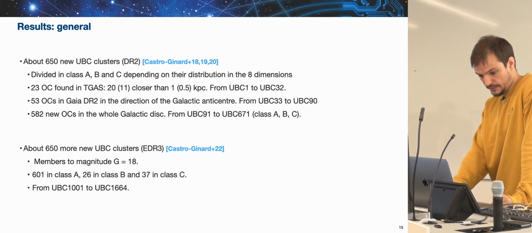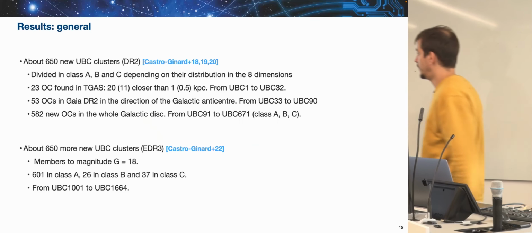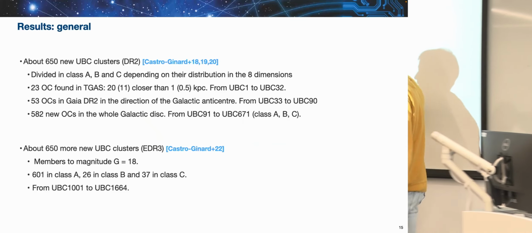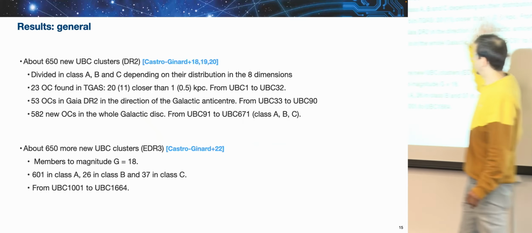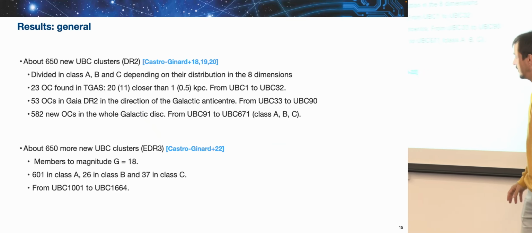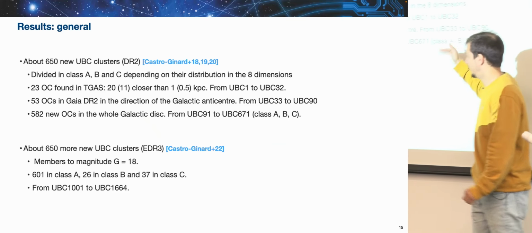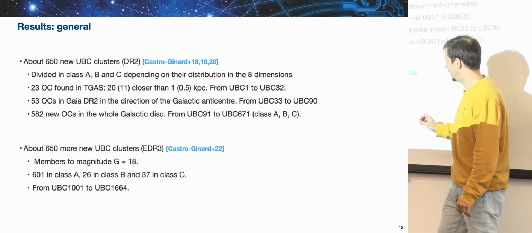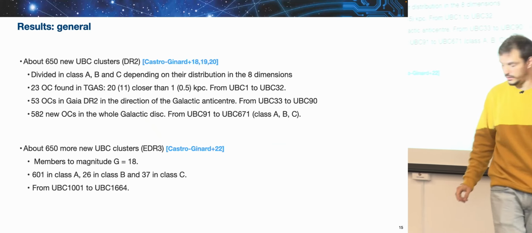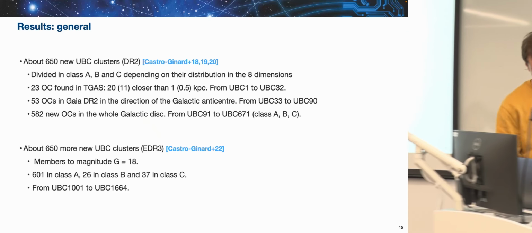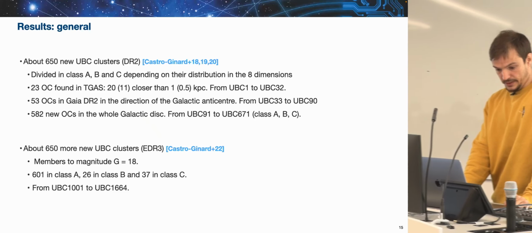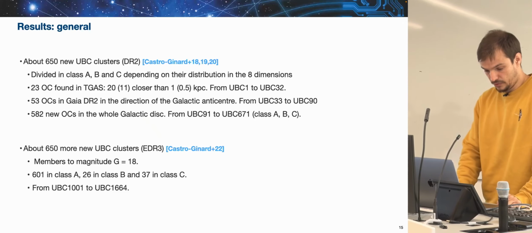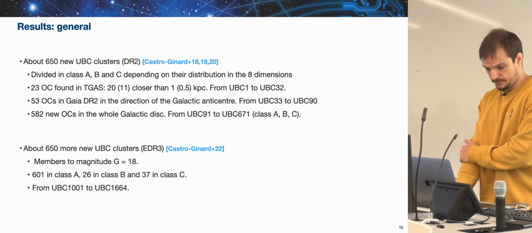Okay, so what about the results? This is not very relevant, but with DR2 we were able to find around 600 clusters divided in different regions and in different qualities of cluster, let's say. And then in DR3 we were able to find more or less the same amount. So we were able to actually double the cluster census.